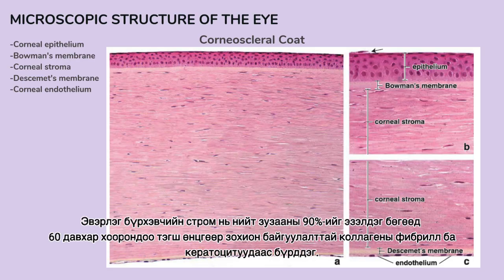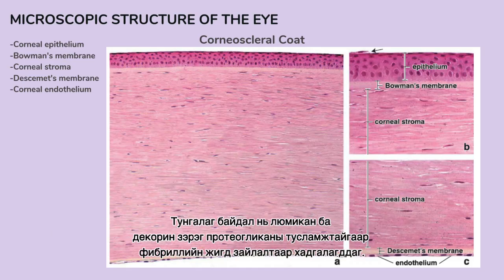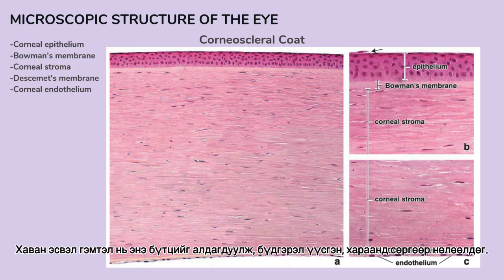And the third layer is the corneal stroma, and it makes up about 90% of the corneal thickness. The stroma consists of 60 lamellae of orthogonal collagen fibrils interspersed with keratocytes, and transparency is maintained by uniform spacing, regulated by proteoglycans like lumican and decorin. Swelling or injury disturbs the structure, and leads to opacity and impaired vision.